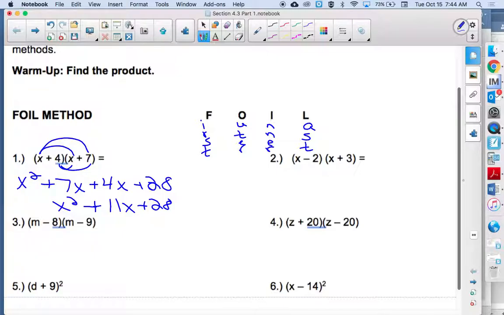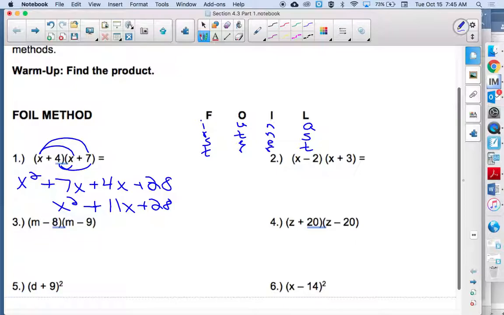So when you're foiling, those inner terms, in most cases they're going to be able to combine together. They would be your like terms. So this is what your answer should look like. You're not doing anything else with that answer. We will be doing the opposite today, and we'll be factoring it. So foiling and factoring are opposites of each other, like multiplication and division are opposites of each other.